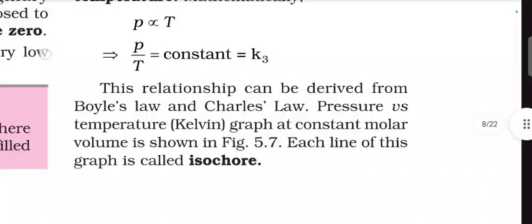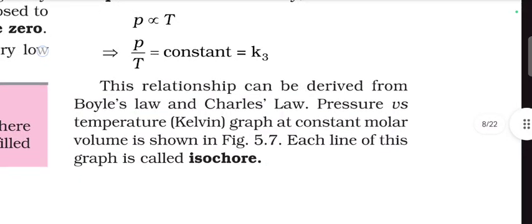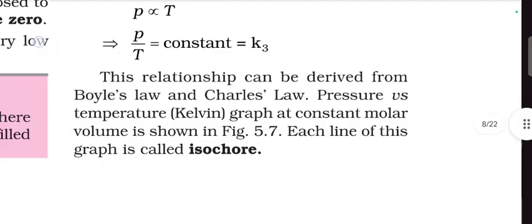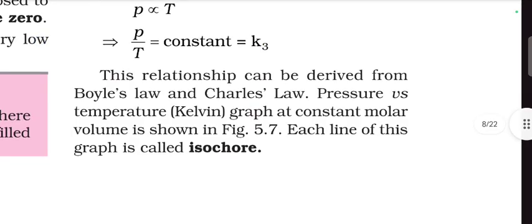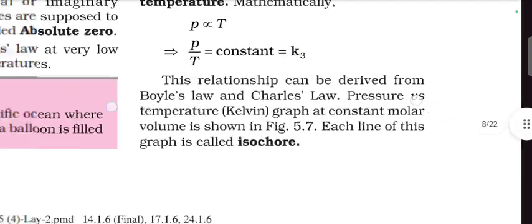This relationship can be derived from Boyle's law and Charles' law. Pressure versus temperature (Kelvin) graph at constant molar volume is shown in figure 5.7. Each line of this graph is called an isochore.